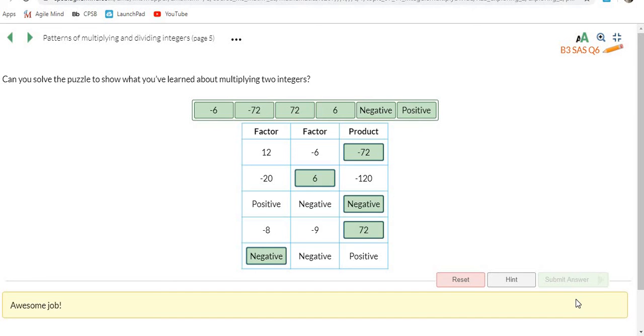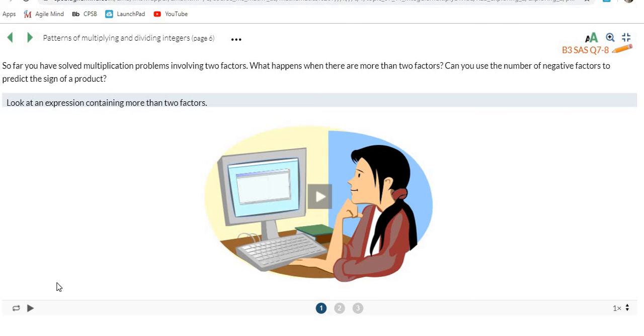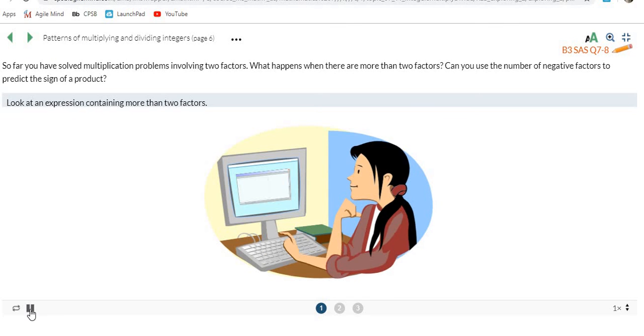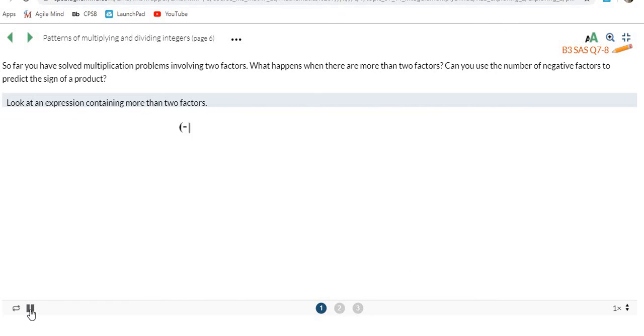Okay, let's look at the next one. First you're going to watch up here and then we'll worry about answering the question. She is going to take a look at a math problem with several numbers, and she's trying to figure out if her answer is going to be positive or negative. This is not in your book, you're just watching.